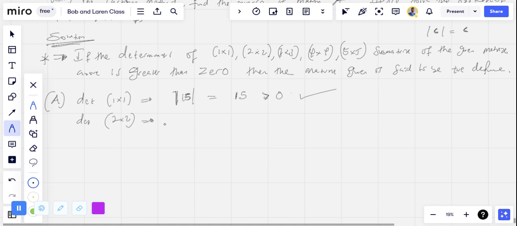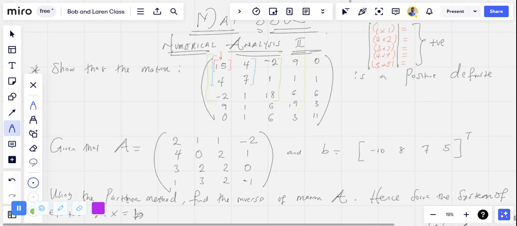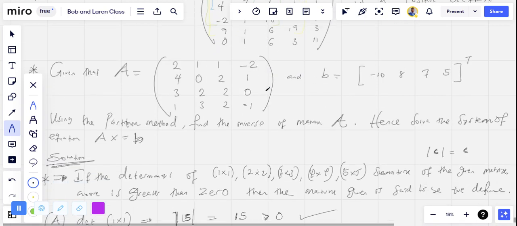So now let's pick the 2 by 2 matrix. For the 2 by 2 matrix, we want to look for the determinant of 15, 4, then 4, 7. You can still remember that. Let's check: 15, 4, 4, 7. That's for 2 by 2. This one is for 3 by 3: 15, 4, minus 2, 4, 7, 1, minus 2, 1, 18. That's for 3 by 3.